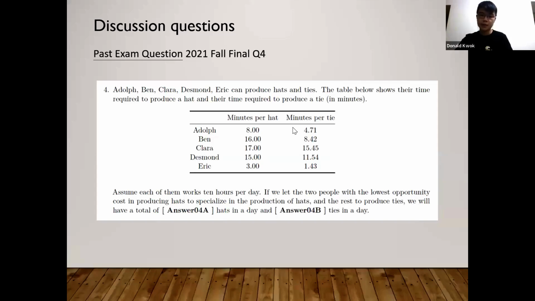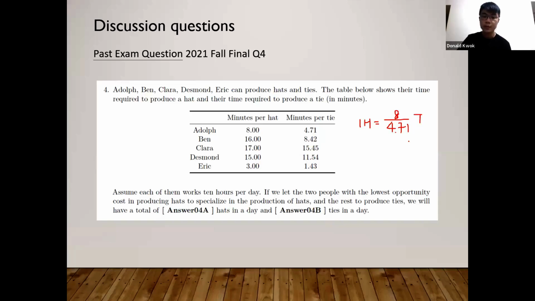So let's say for the first person, Adolf, given 8 minutes, obviously Adolf can produce 1 hat or more than 1 tie, right? So it would be 8 divided by 4.7, which is 1.7 ties, instead of the other way around. Okay, not 4.7 divided by 8. So this is how we can construct the opportunity cost relationship for Adolf.